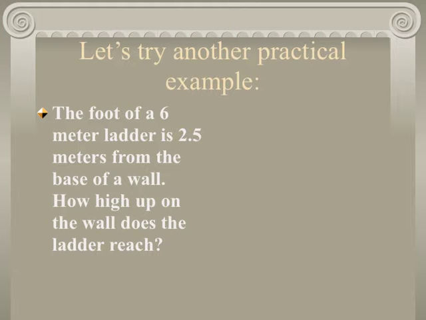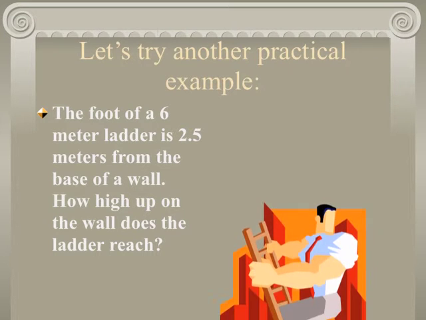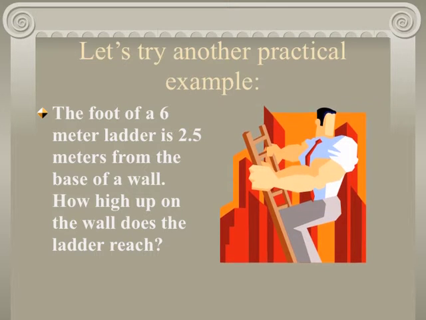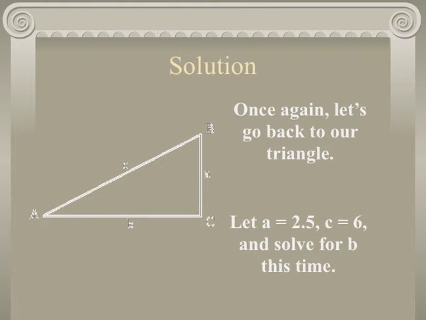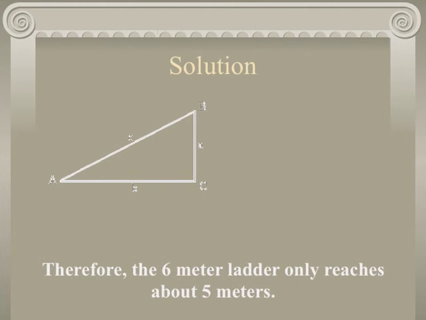Here's another example. The foot of a 6-meter ladder is 2.5 meters away from the base of a wall. How high up the wall does the ladder reach? Once again, we're going to build a right triangle. A is equal to 2.5. C, the hypotenuse, which in this case is the ladder, is 6. We're going to solve for B, one of the legs.